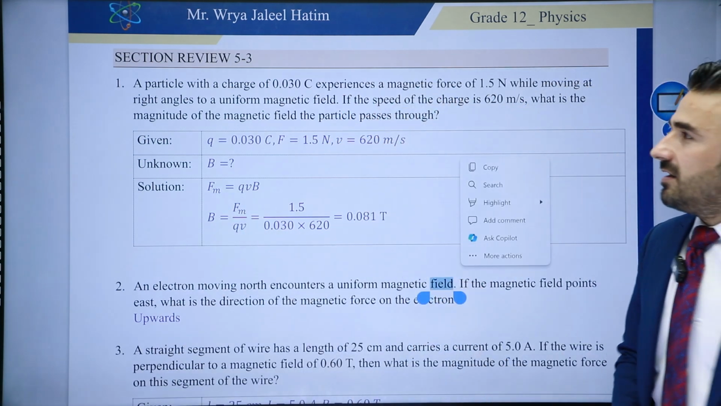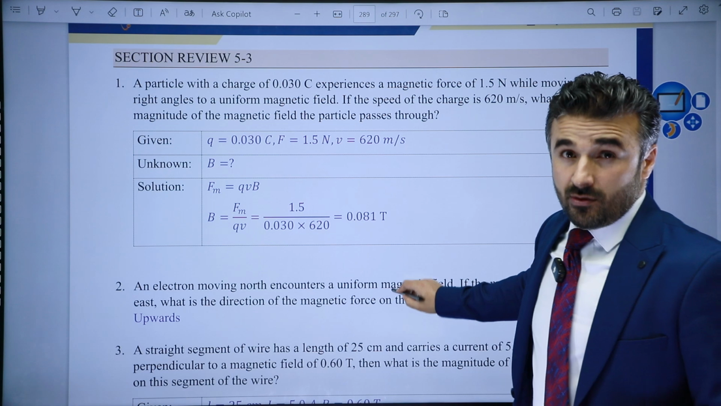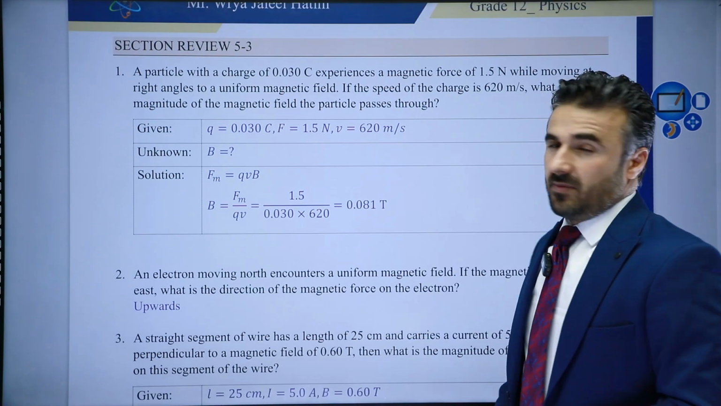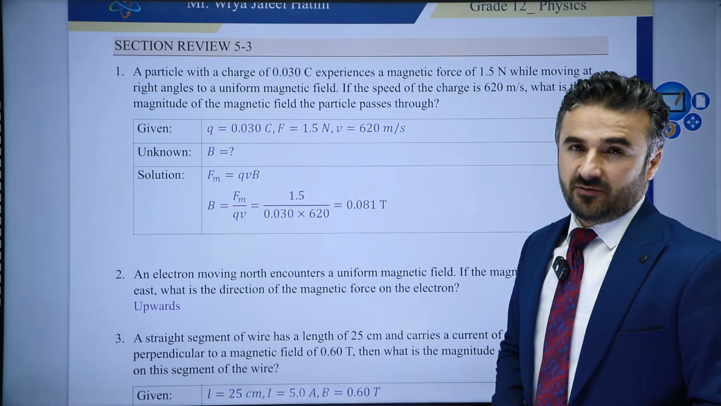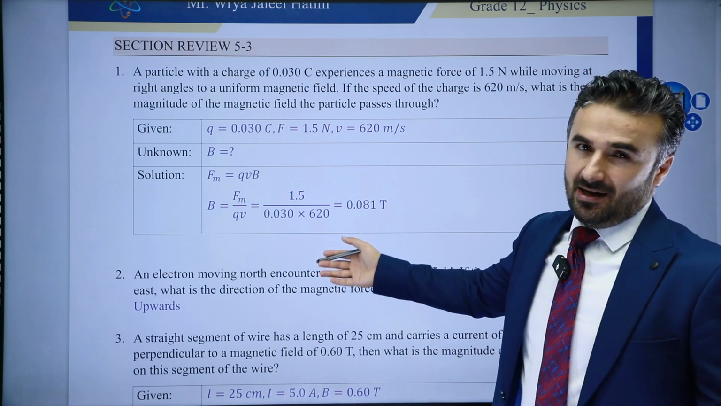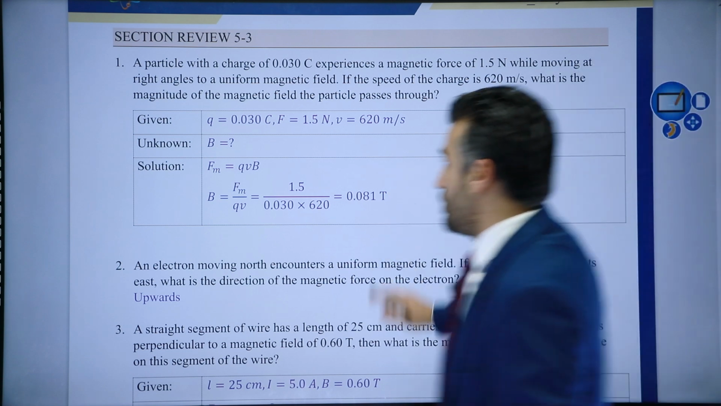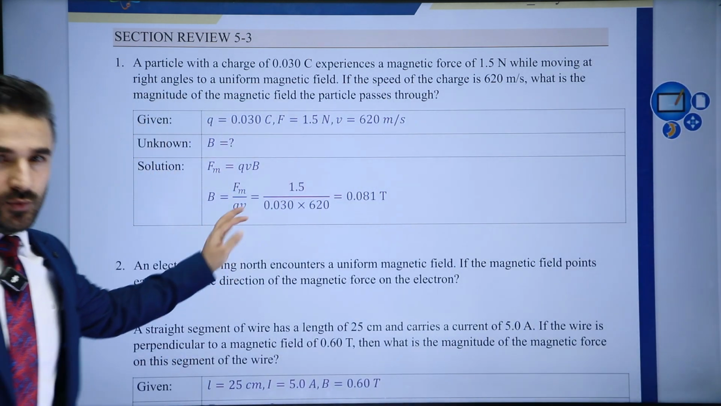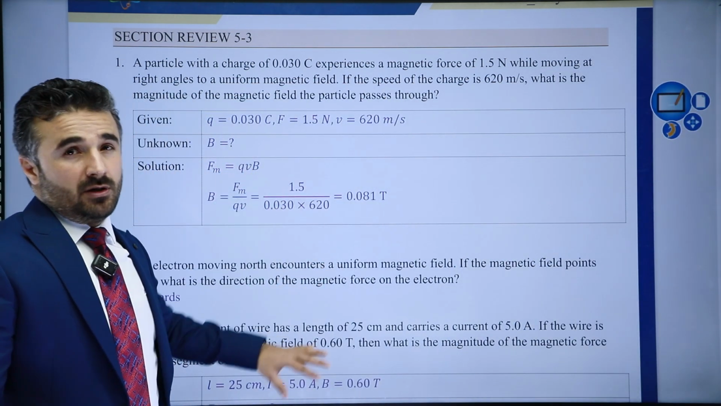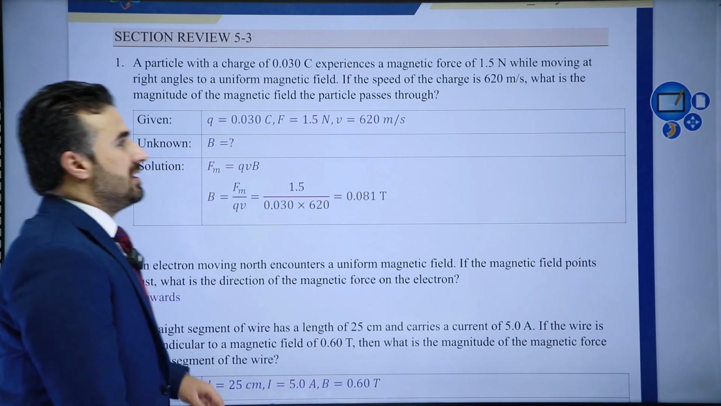So we're going through the section review for chapter 5, unit 3, or section 3. We've solved questions like this one before, so I'm just going through these questions real quick. If there is something new, of course, I'll pause and give you some details about them.